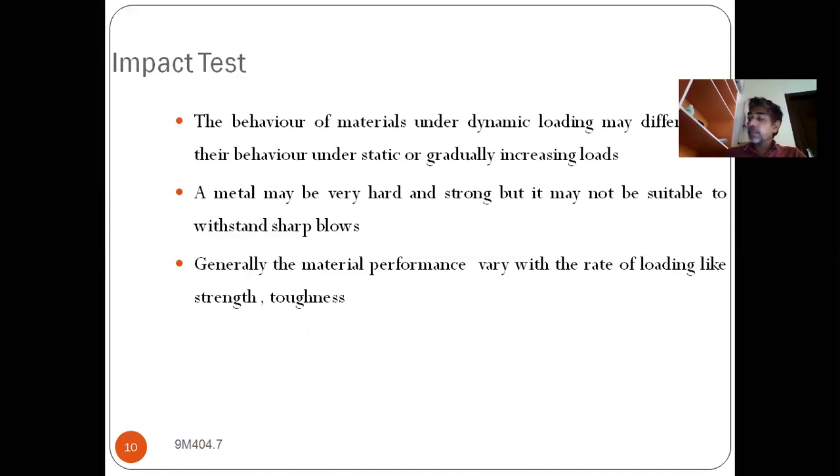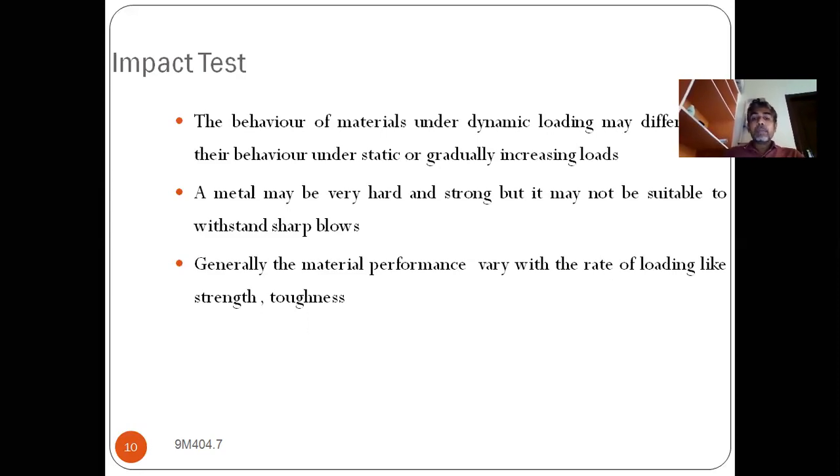A material may be very hard and strong and may not be suitable to withstand sharp blows. Sometimes what will happen? The material may be very strong at static load, but it may not be able to withstand dynamic loads, that is sharp blows, that means sudden loads. So that's why we have to calculate impact strength, so we can use these materials in dynamic loading types.